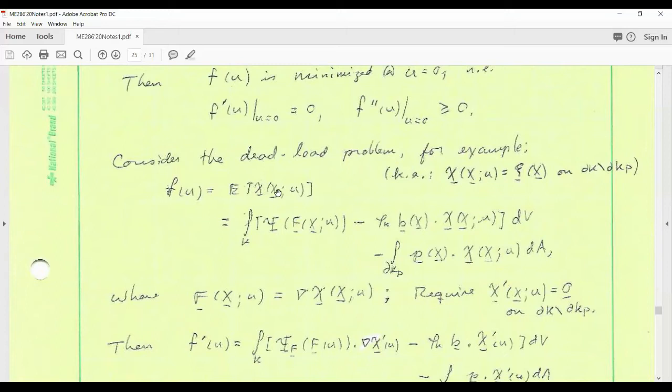So we insert this one parameter family of deformations into the energy to define f of u, and we have this, okay? F then will depend on u because it's the gradient with respect to x of this one parameter family. So this kinematic admissibility means the u derivative of chi should be zero on the complement of the traction portion of the boundary, because the right-hand side here does not depend on u, okay?